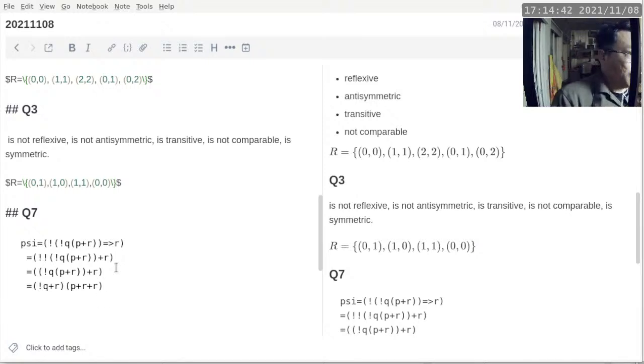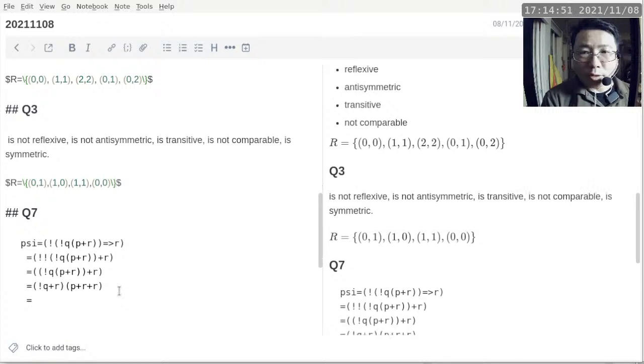Alright, cool. Alright, so this is CNF. It's not exactly optimized, but we can use one more step to make it look a little nicer. There we go. Because R or R is just R, so I simplify that out. Alright, so now it's time to deal with phi.